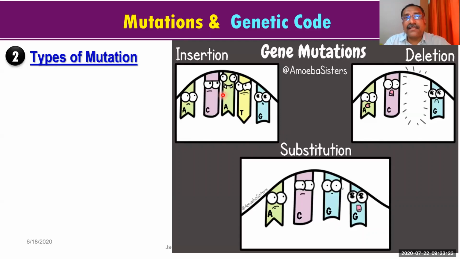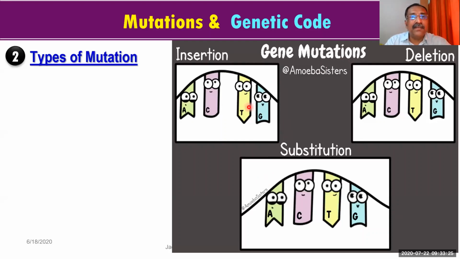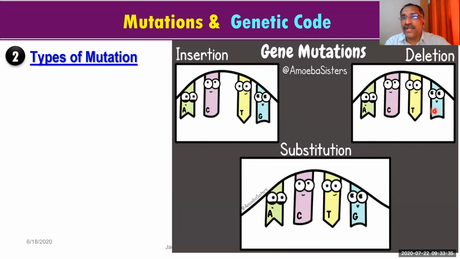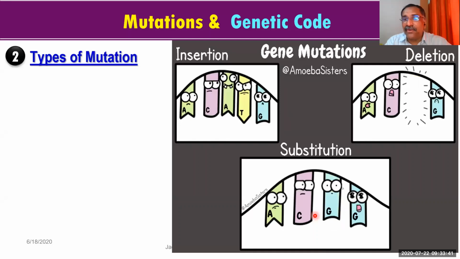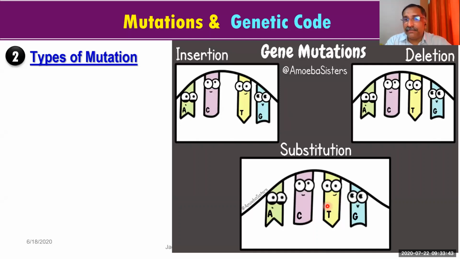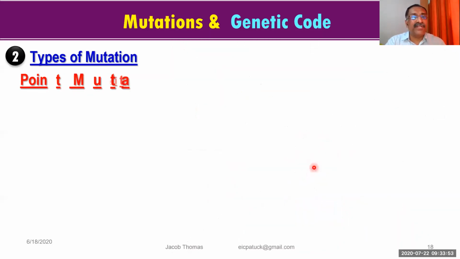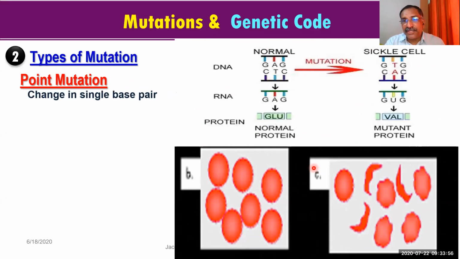Yes. So these are the three types of mutation. In one, you are inserting one additional nitrogen base, and the sequence will change. In another case, one is removed from there, and the sequence is changed. In the third case, you are adding one nitrogen base in place of another one. Again, the sequence will change only here. So these are the three types of gene mutations: insertion, deletion, and substitution.